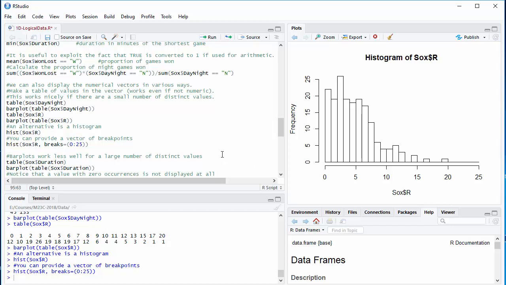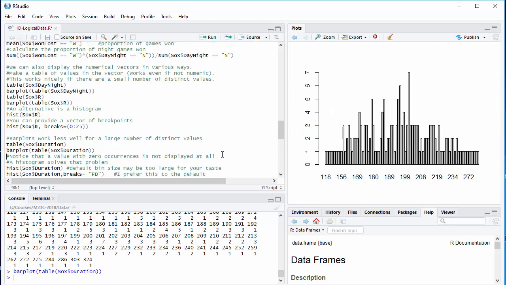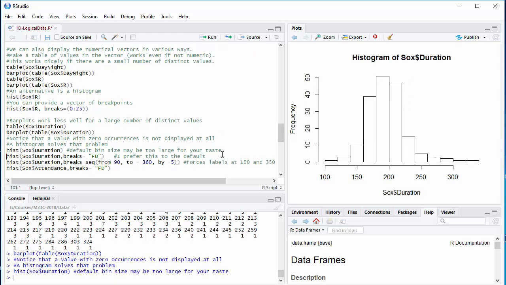If you have a very large number of distinct values, as is the case for duration in minutes of the game, then the table gets rather long and the bar plot becomes rather unenlightening. We do have a bar in that plot for every duration that actually occurred during the season, but in this case I think the histogram is vastly superior. The default uses a bin size which is too large for my taste.